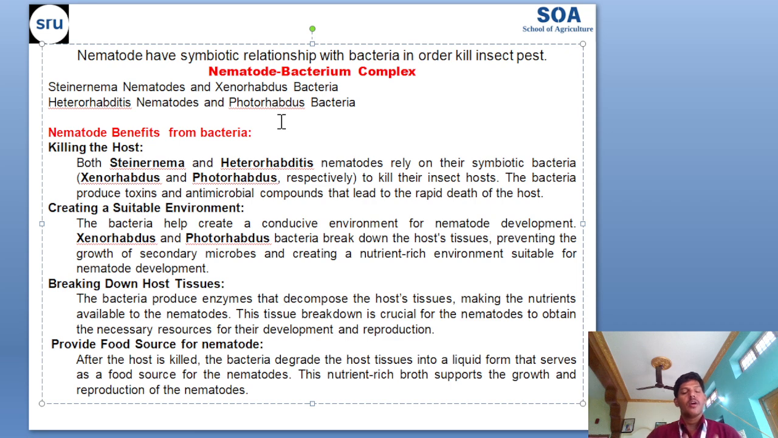Then, what is the benefit for the nematode from this symbiotic association with the bacteria? Bacteria kill the insect host, create a suitable environment, break down the host tissues, and provide the food source for the nematode. These are the benefits to the nematode from the bacteria.